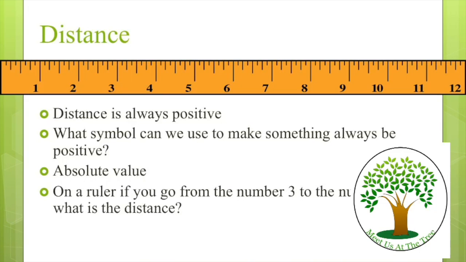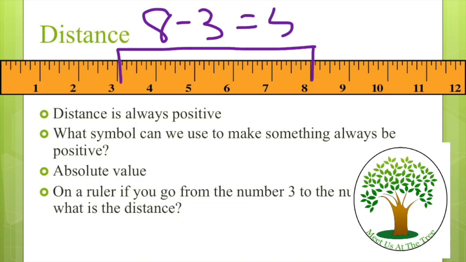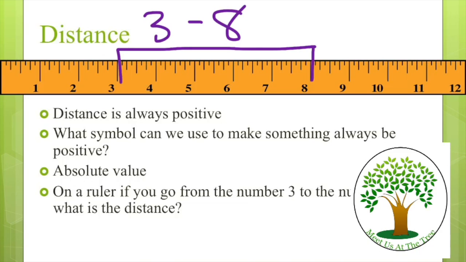So if I asked you, I'm on the ruler from 3 to 8. So I'm going from 3 to 8. What's the distance? 5. So I could just do this two different ways. I could say 8 minus 3 is 5. But I could also say 3 minus 8. But now it would be negative, and I'd get that strange look like Brett just gave me a minute ago.